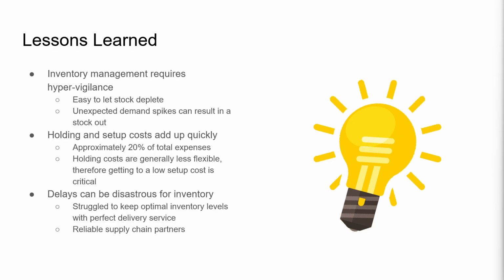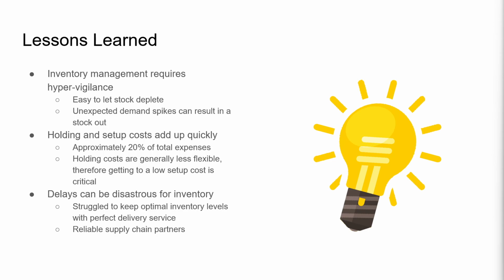The second lesson from the simulation is how quickly holding and setup costs can add up. $6,000 per order and $1.35 per unit per day seem relatively small compared to the $1 million profit goal, but over the 1-year period they ended up equaling 20% of the total expenses.